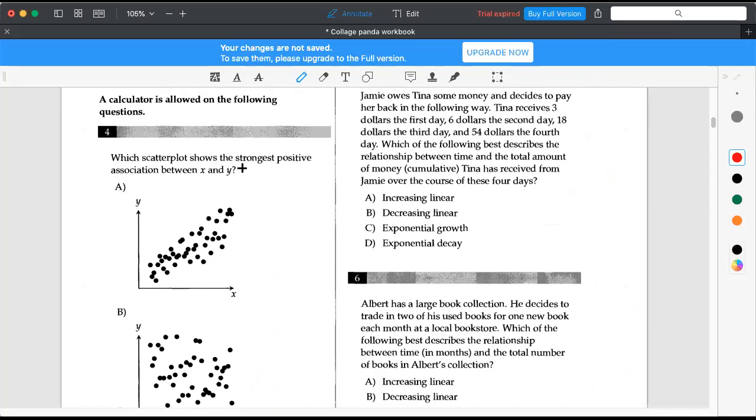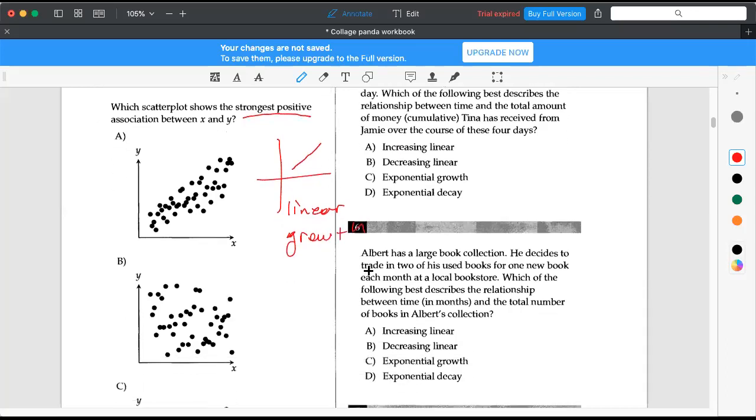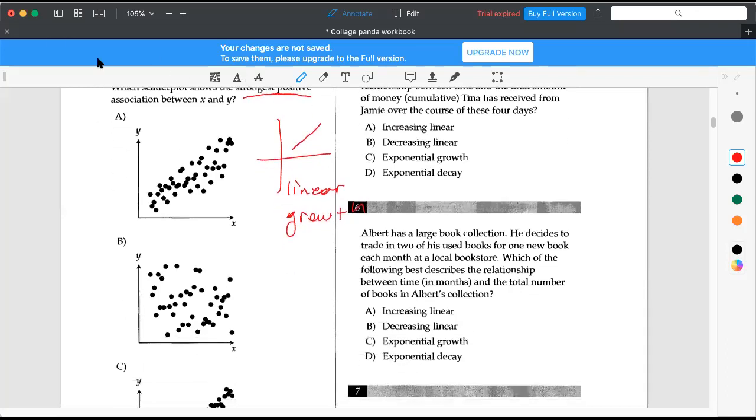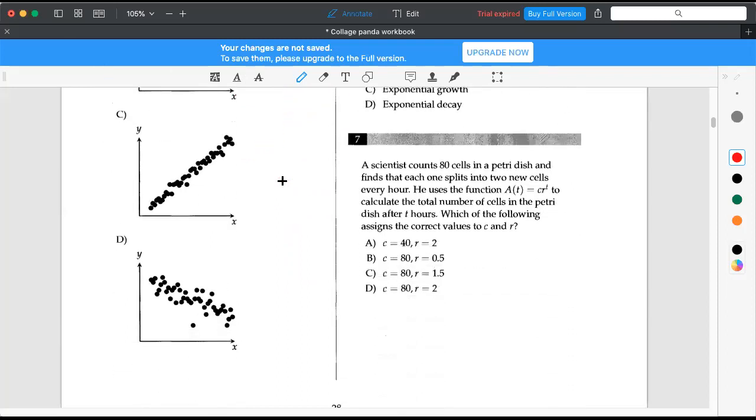Which scatter plot shows the strong positive? Strong positive means, dear students, this: linear and increasing. Linearly increasing something, or let's say linear growth. So when you look at the alternatives here, which one seems to be the linear growth?